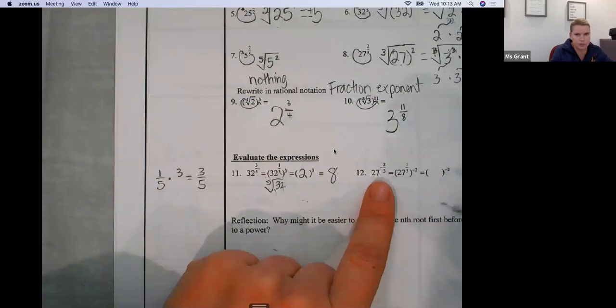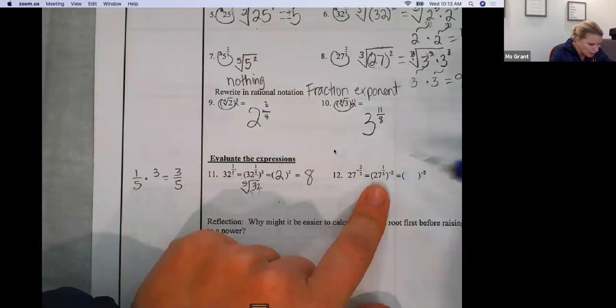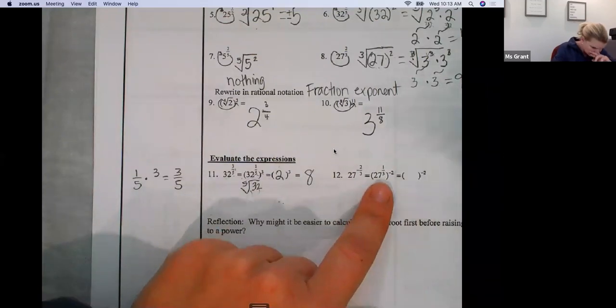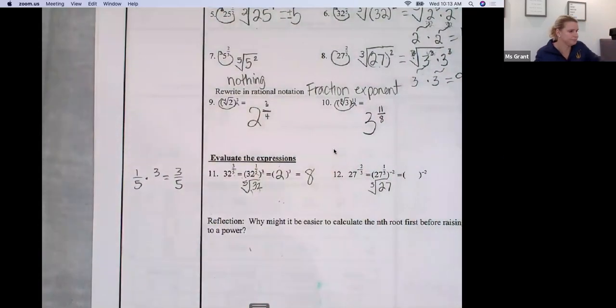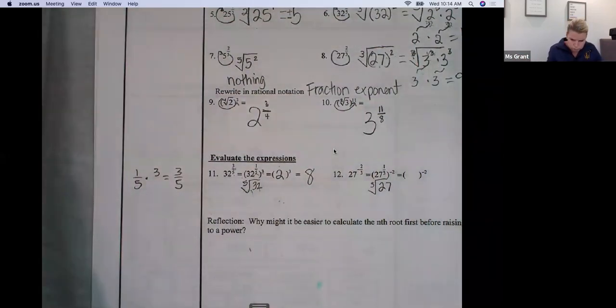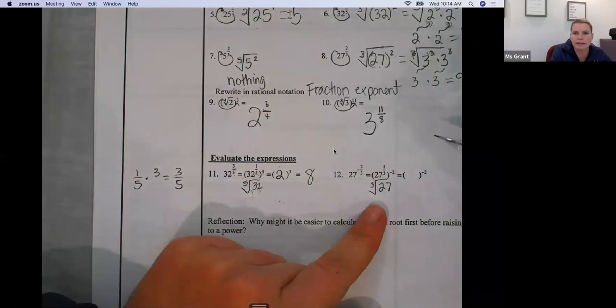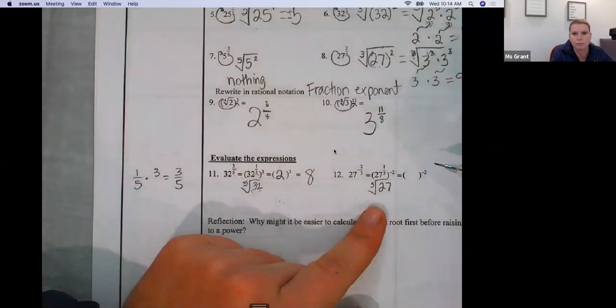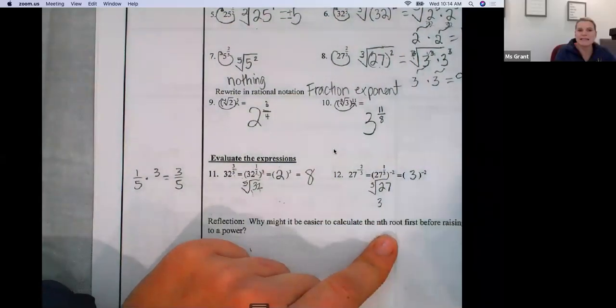27 to the negative 2/3. 27 to the 1/3 times negative 2. So I pulled out the negative 2 from the numerator because guess what? There's a 3rd root of 27. Someone new, the third root of 27. 3. 3. Excellent job. 3 to the negative second.